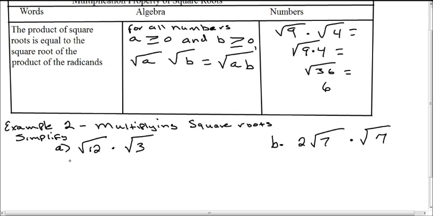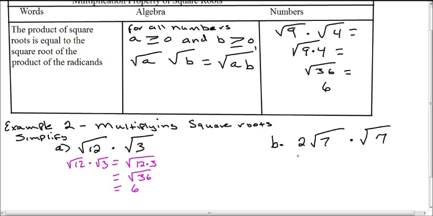So that's going to be the square root of 12 times the square root of 3, which is equal to, inside the radical symbol, 12 times 3, which is going to give us the square root of 36 when we multiply, and then we can simplify to 6. Okay, pretty simple, pretty straightforward. Let's take a look at B.